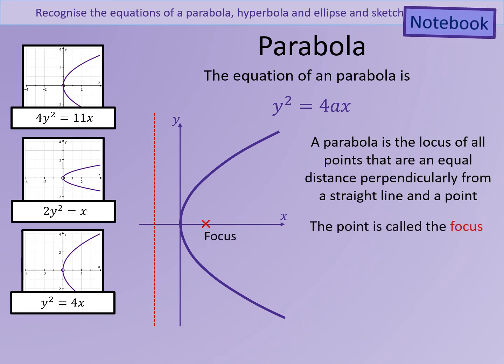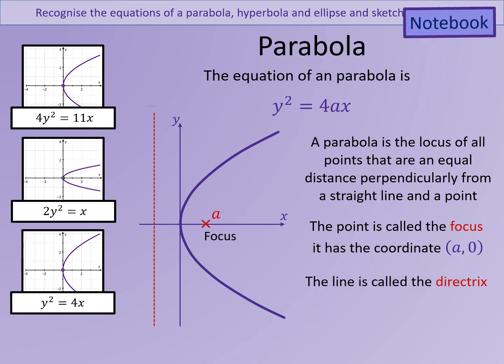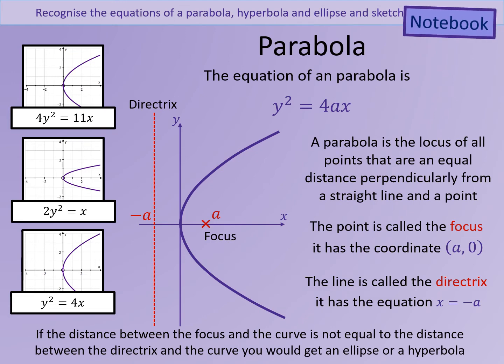So the point here is called the focus. Its coordinates are (a, 0). The line is called the directrix. Its equation is x equals negative a. So this part is not technically on the specification, but it does help to understand how these parabolas work. If the distance between the focus and the curve had not been an equal distance between the directrix and the curve, we would have ended up with either an ellipse or a hyperbola instead. You may like to investigate this.